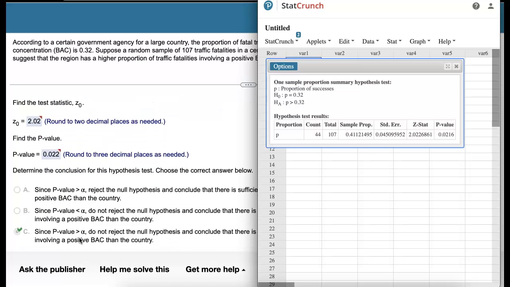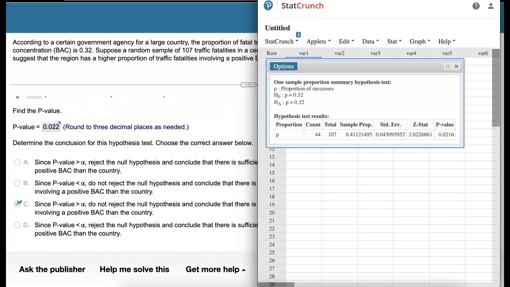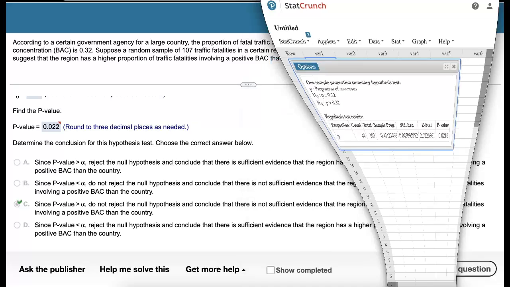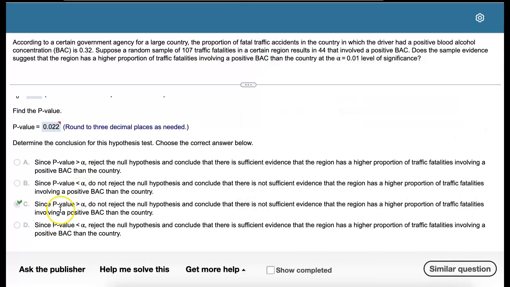The last part of this problem asks you to correctly state the conclusion, and since that p-value is greater than alpha, that level of significance being 0.01, we do not reject the null hypothesis. So that would be the best wording there for the conclusion.